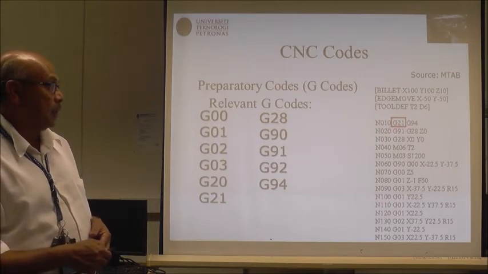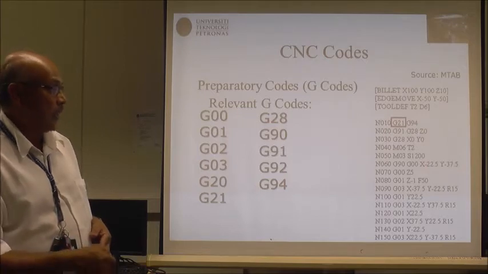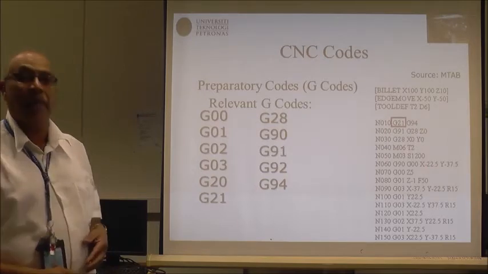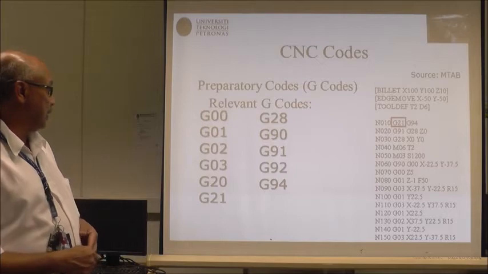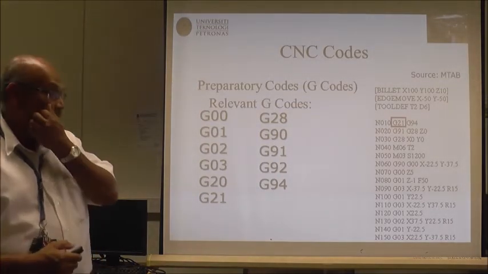So G21 is a code that will tell you that all the X, Y, Z units are in mm. Yeah, G21, whereby G20 is for inches. Okay, let's go to the next slide.